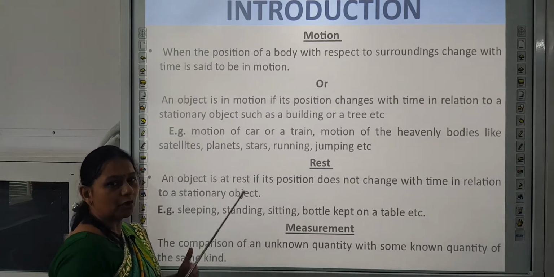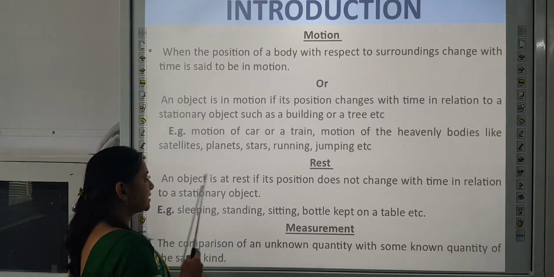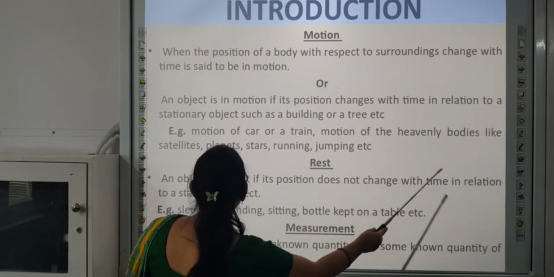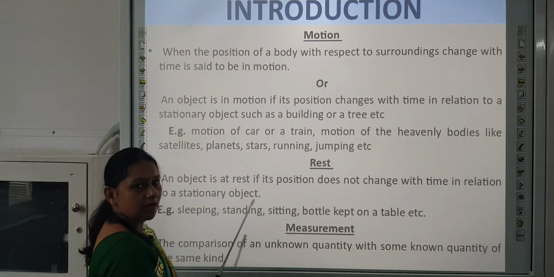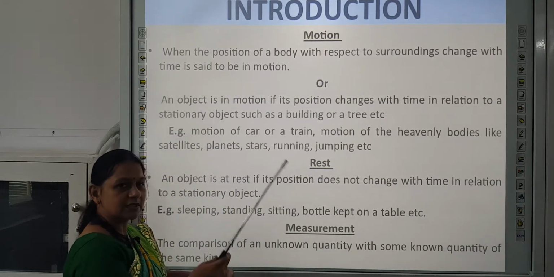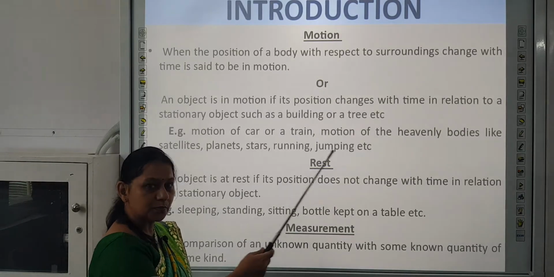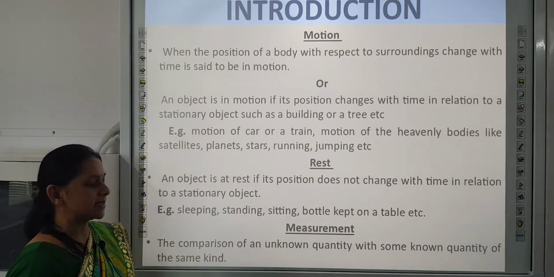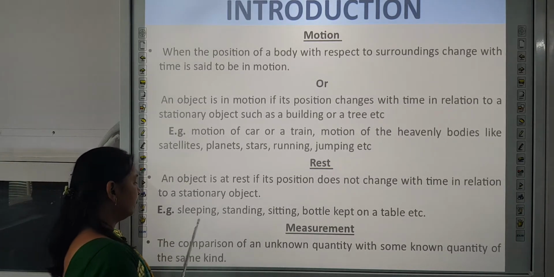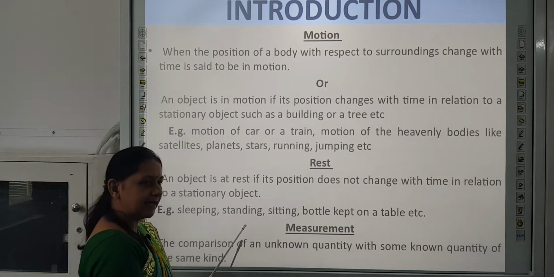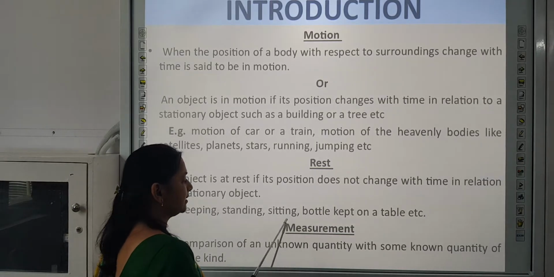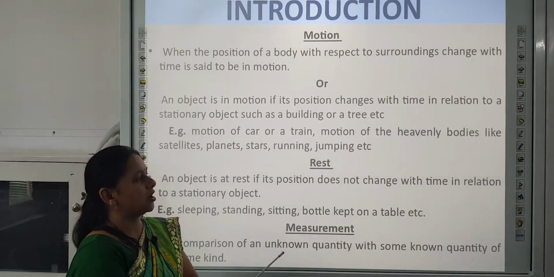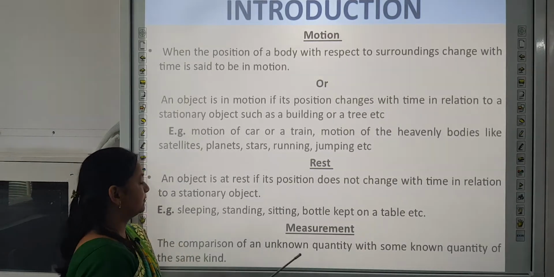When do we say that a body is at rest? An object is at rest if its position does not change with time in relation to a stationary object. It means that when, in relation to a stationary object, the position of the object does not change, we say that the object is at rest. Examples: when you are sleeping, standing at one position, sitting, or when a bottle is kept on a table, we say that these objects are at rest.